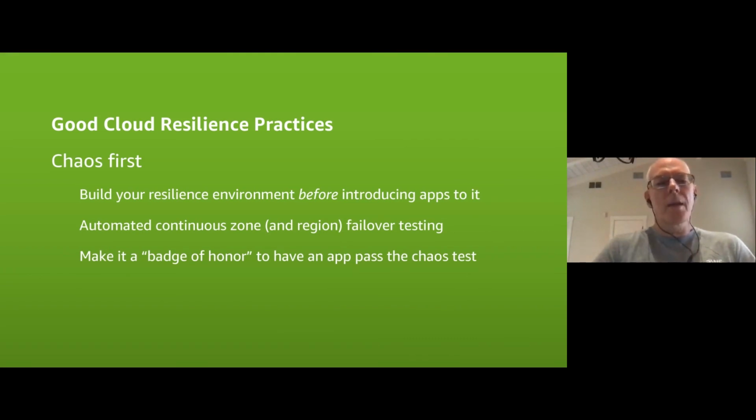So another good practice here is to do chaos first. Build your resilience environment before introducing apps to it. Build out a test environment, build all of your zones and any regions, any testing you've got, and then add applications to it and have them try to survive the, whatever you want to call this region, call it the jungle full of all of the chaos monkeys or chaos gorillas and whatever. But make it a badge of honor to have an app pass that test, try and gamify it so that teams feel proud that their system got through and other people feel a pressure that they should also be able to get through.